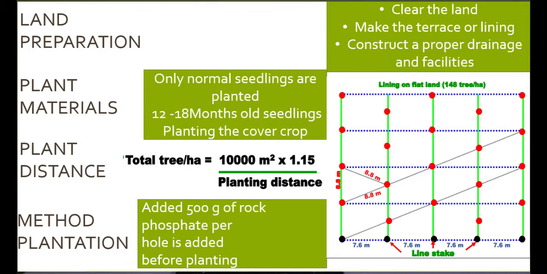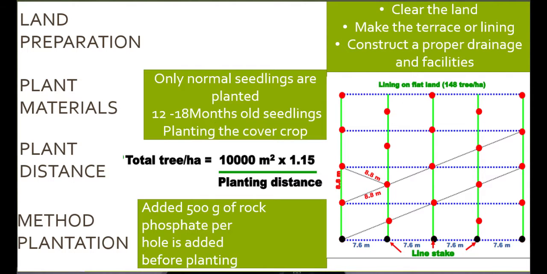Next is plant materials, where we have to make sure that only normal seedlings are planted, and seedlings of 1 to 1.5 years can be cropped, and do not forget to plant the cover crops. The formula for planting distance is 1,000 divided by 1.15 and then divided by the planting distance, and this is an example of lining in flat land.